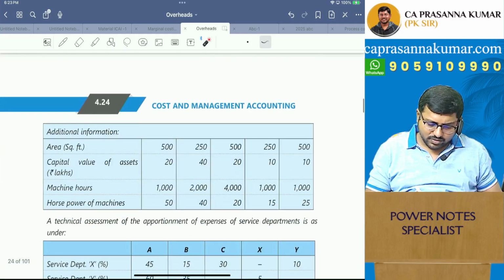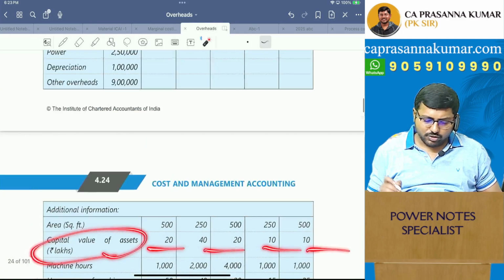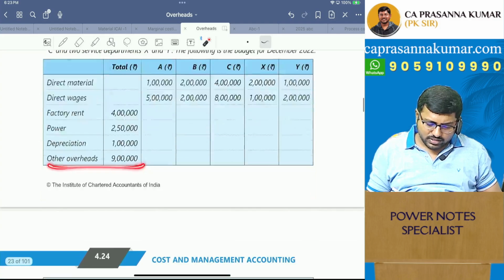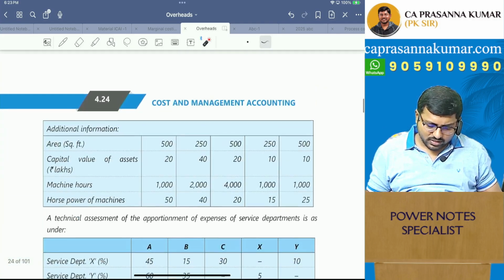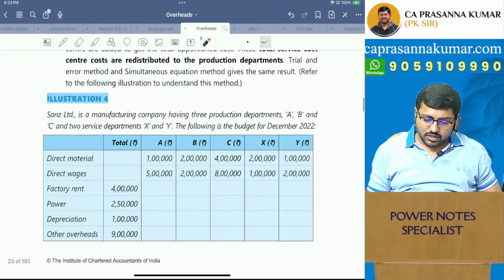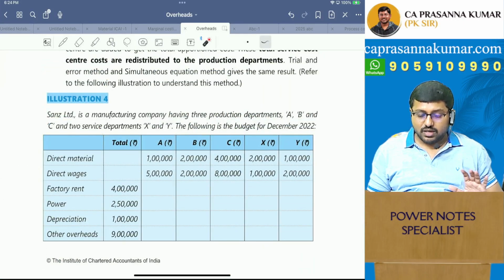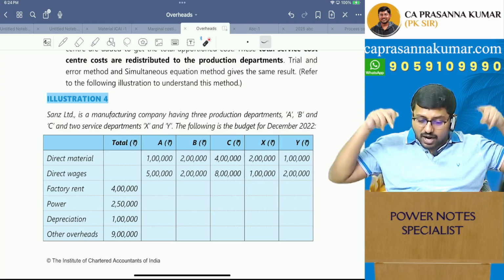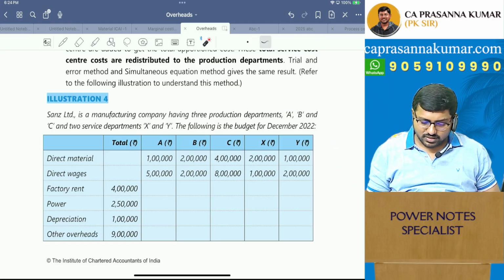Obviously, capital value in this ratio. You will apportion depreciation. Next, other overheads: 9 lakh, in what ratio? What is left over here? Meshnas is left over, so it will be based on Meshnas. Simple. So with this, you will be done with primary distribution. Apart from this, there is one twist. What is that twist, sir?